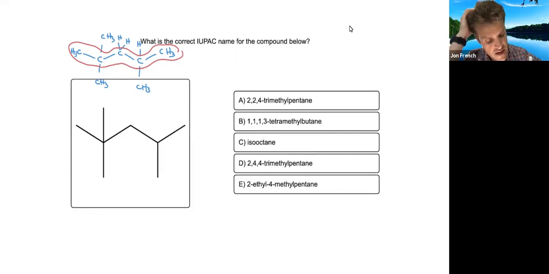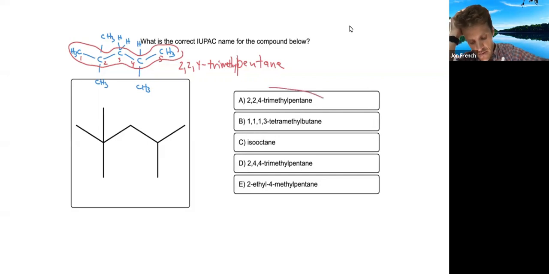So we're going to count from the left, 1, 2, 3, 4, and 5. So that would be pentane, right? And then on the second carbon, I have 2 methyl groups, and on the fourth carbon, I have a methyl group. So putting that all together, we would have 2, 2, 4 trimethyl, just squeezed it right in, pentane, right? So that would be choice A, 2, 2, 4 trimethyl pentane.